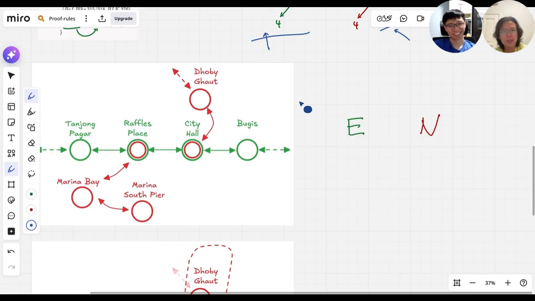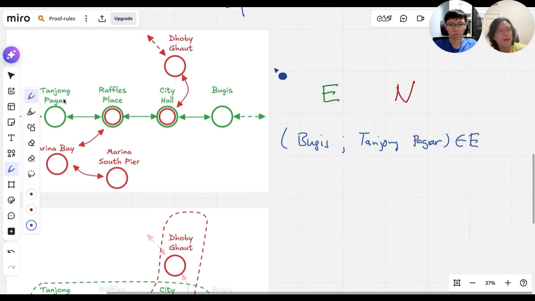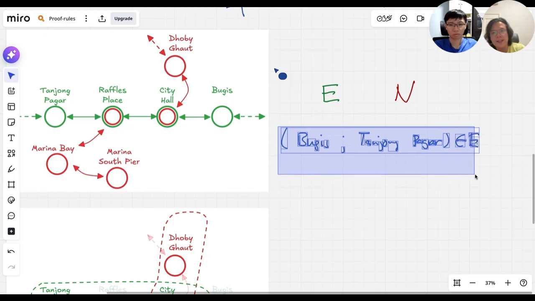So let's say that E is the relation that relates any two stations along the green line, right? So for example, an example of what is in this relation, let's say Bugis and, I don't know, Tanjong Pagar. Why couldn't I have picked an example that Tanjong Pagar, right? So this is in E because they are on the same line. This relation is interesting because you can take one train to move within this line, right? You don't have to change trains.